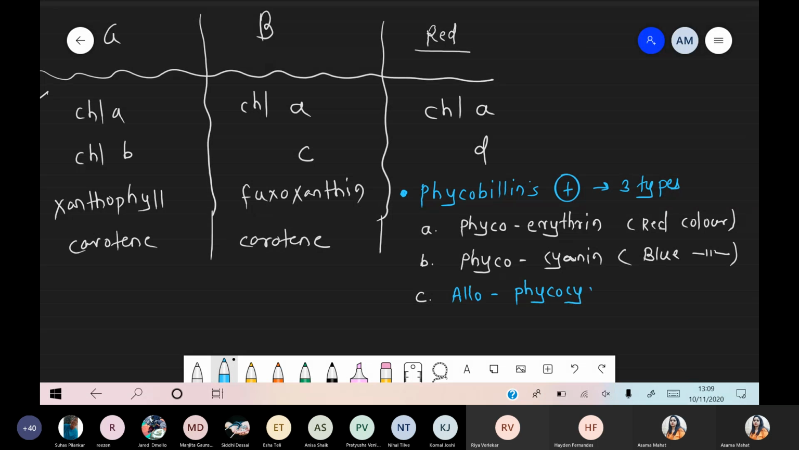Don't worry, during the revision classes we will cover that part. Allophycocyanine, and this allophycocyanine again has the blue color but comparatively light blue. Allo means a slightly lighter shade, light blue color shade.